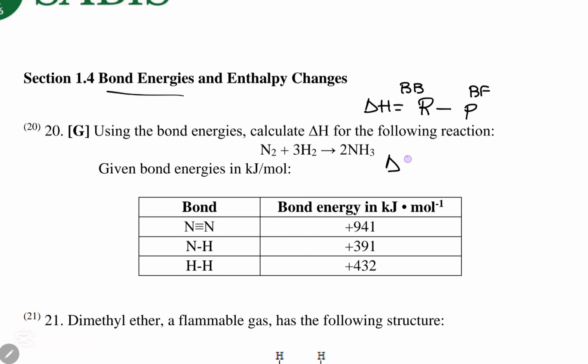So the delta H over here, it would be what? It would be the bonds broken by the reactants minus the bonds formed by the products. So let's see, our reactants are N2 and 3H2, and our product is 2NH3. Now it's important you care about the coefficient, okay?